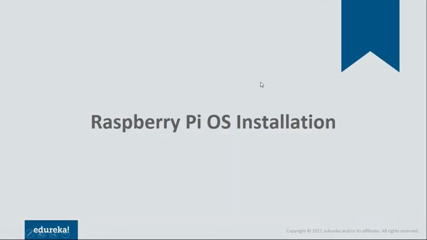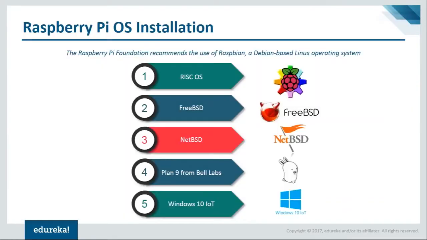Okay, so now let's start with the Raspberry Pi OS installation. I'll help you understand how you can install the Raspberry Pi operating system once you've bought the Raspberry Pi. We'll divide it into different parts. First, let me help you understand the different operating systems that are available at present. Raspberry Pi in itself supports multiple operating systems, but we'll mainly be working on Raspbian.